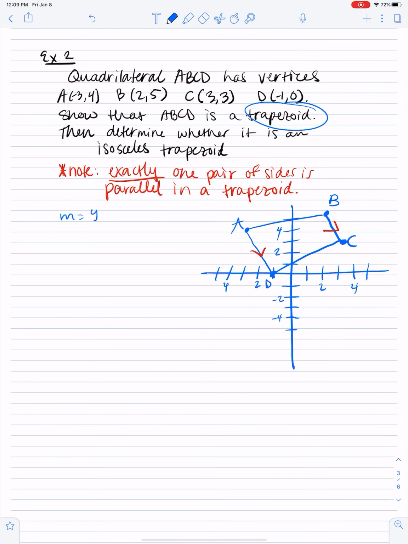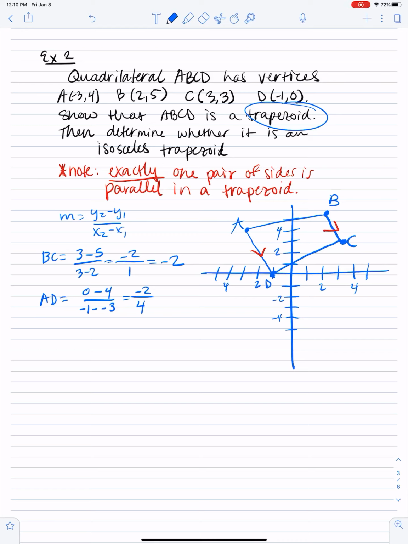Remember, slope is y2 minus y1 over x2 minus x1. So BC is going to be 3 minus 5 over 3 minus 2, which is -2 over 1, which is -2. And then we're going to do the same thing with AD. So 0 minus 4 and -1 minus -3 is going to give us -4 over 2, which is -2. Okay, so our two slopes here are the same.